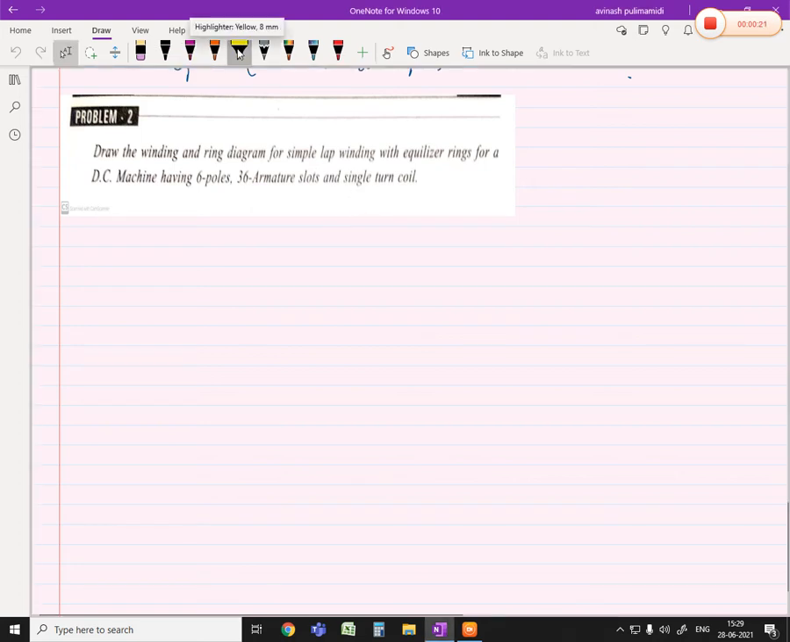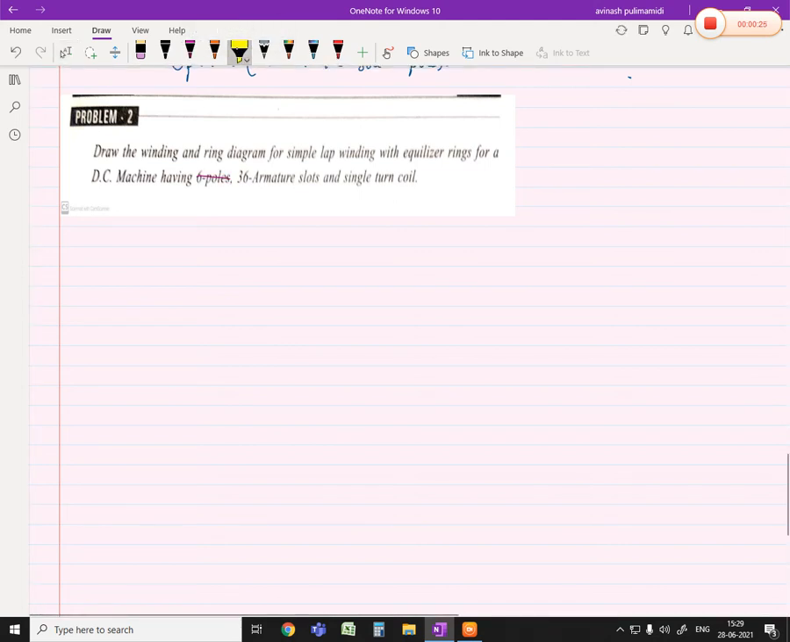First of all, how many poles are given here? 6 poles. And how many conductors are given here? 36 armature slots with single turn coil. One turn coil, so 36 armature slots into 1 turn. Let me write whatever the given data here.